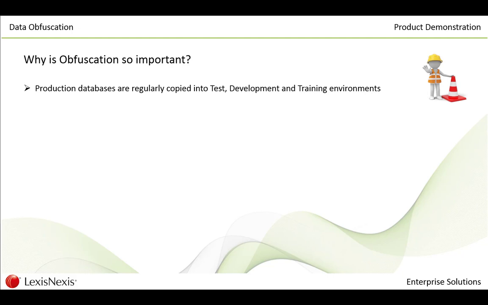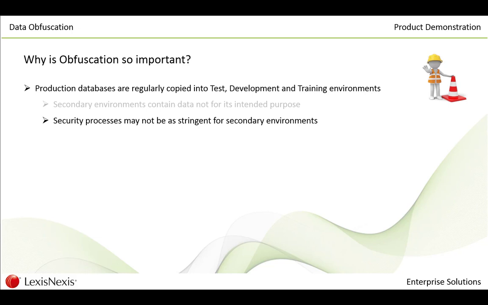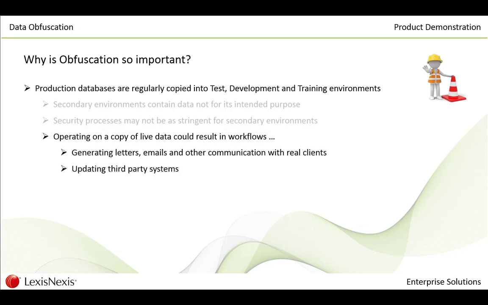There are very good reasons why you may want to obfuscate data after copying production systems. Secondary environments could contain data not for its intended purpose and may be in breach of data protection regulation. Security and access to data in secondary environments may not be as stringent as primary environments. And executing workflows on copies of live data could result in documents, emails and other communications being automatically sent to real clients and contacts. It could also result in updating of third-party systems.